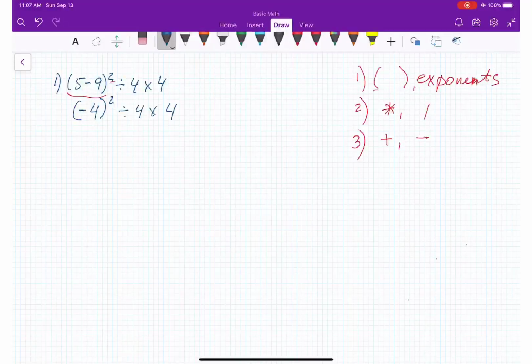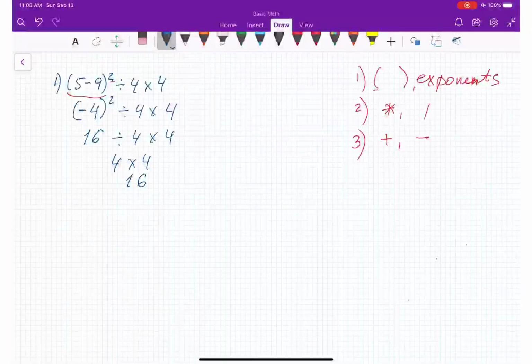Negative 4 exponent 2 is going to be positive 16, because negative 4 times negative 4, divided by 4 times 4. Okay, next is going to be division. Between multiplication and division, no priority, whichever comes first. So 16 divided by 4 is 4, and then times 4, and the final answer is 16.